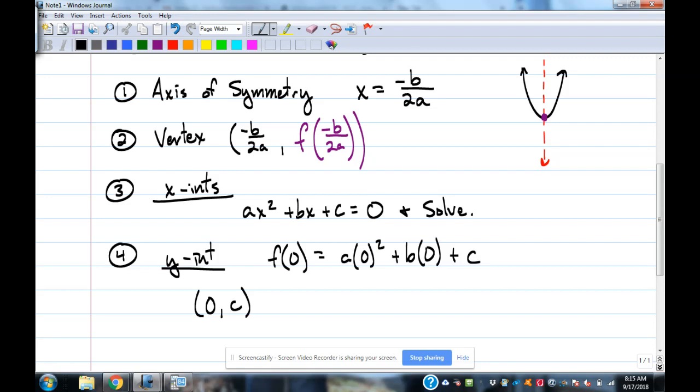What I want you to remember is not that it's 0, c, but that you just plug 0 in for x. Because if it's in a different form, it's the same rule. And plugging the 0 in makes it pretty easy in standard form.